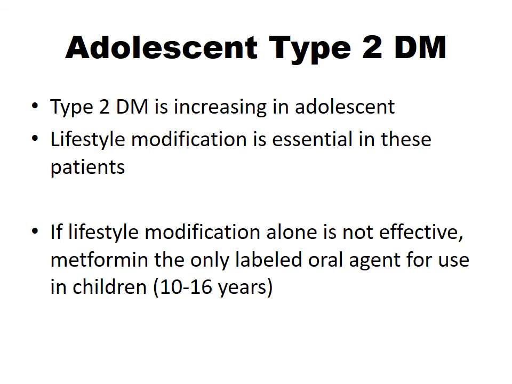Adolescent type 2 diabetes. It has been found that type 2 diabetes is increasing in adolescence. This type of diabetes can be treated with lifestyle modification. If lifestyle modification alone is not effective, metformin can be given in children of 10 to 16 years of age.